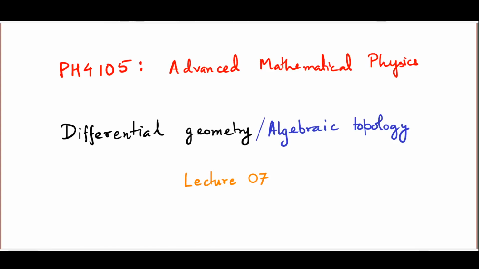Welcome to Lecture 7 of my series on PH 4105 Advanced Mathematical Physics. We have been discussing differential geometry here, and in the last lecture we introduced the differential geometer's version of vectors.